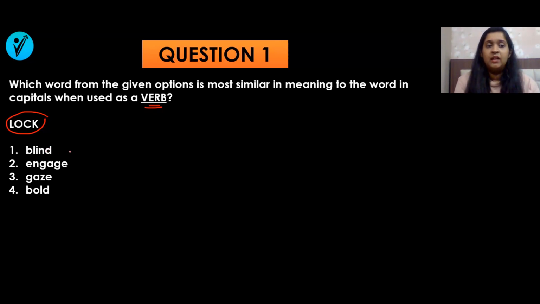So blind does not make sense. Gaze does not make sense. The gaze is locked is what we use, but gaze does not necessarily mean lock. Bold does not mean lock, so it is engage. I was locked in his gaze. That means I was engaged in his gaze. So the second option, which is engage, is the correct answer.